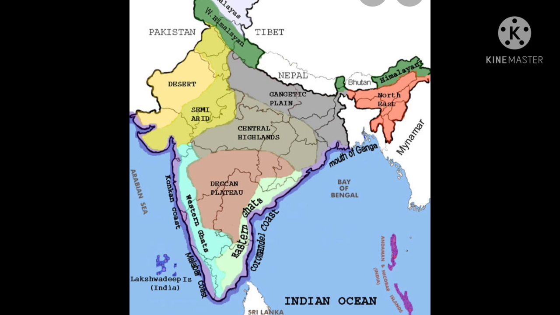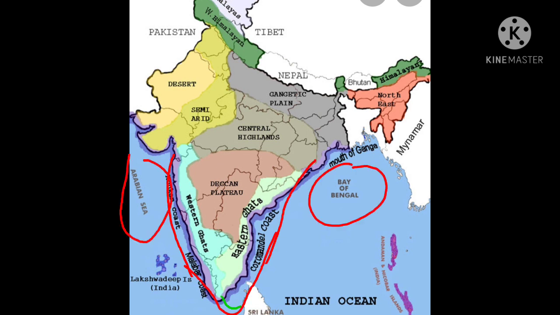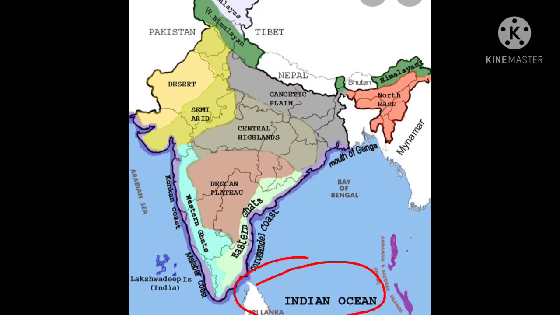So this is the peninsula of India, that is Deccan Peninsula. You can see the landmass is surrounded by the Bay of Bengal on the eastern side and the Arabian Sea on the western side, and on the southern portion, on the third side, it is surrounded by the Indian Ocean, and on the fourth side we have the Indian landmass. So this is the example of Deccan Peninsula from India.